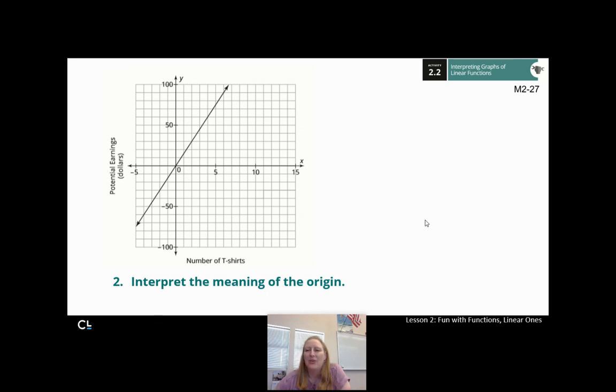I think we kind of already did this. Interpret the meaning of the origin. So we're just saying that when x is 0, y is 0, and I'm going to write that in function notation, f of 0 equals 0. And we already said this means if no t-shirts are sold, Marilyn does not earn any money.